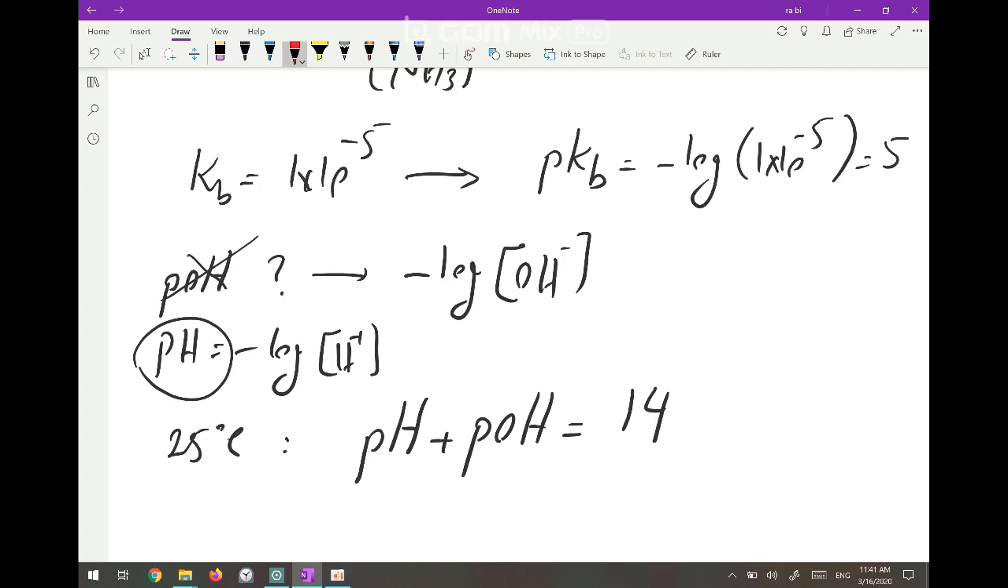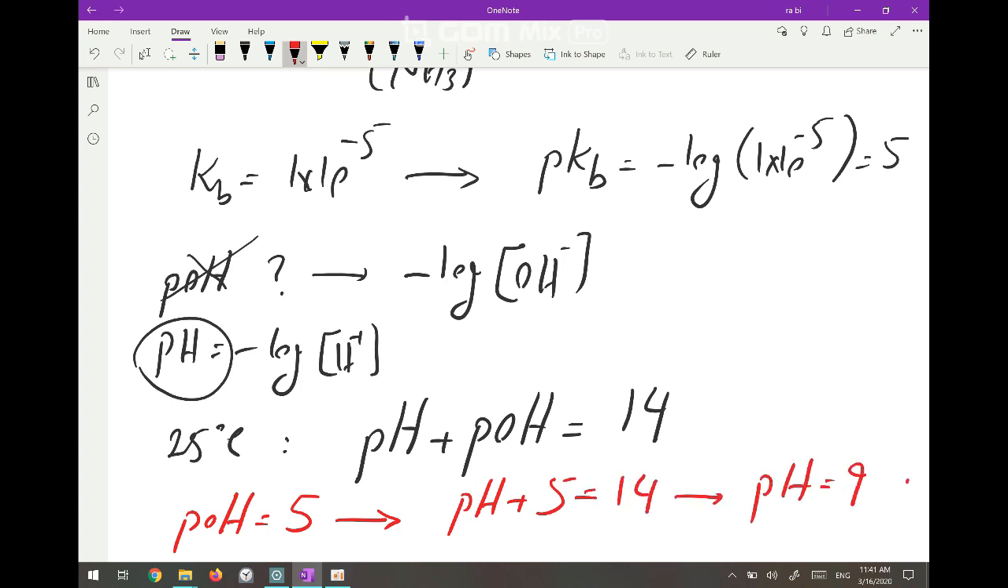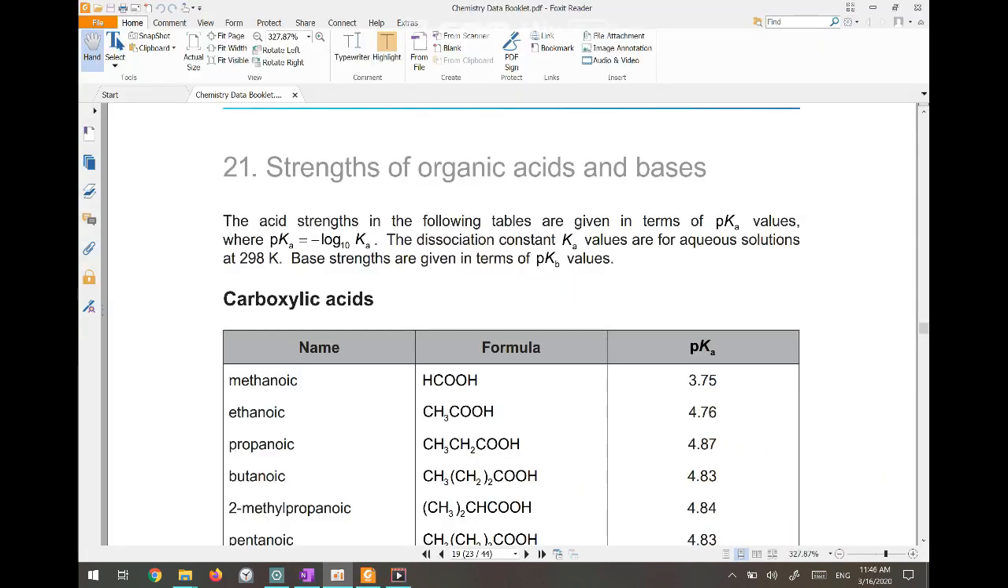So, for example, if you have a solution whose pOH is 5, then what would be the pH of that solution? You can easily use this one, the pH plus pOH, which is 5, equals 14. So from here, you know that the pH of the solution must be 9. In section 21 of the IB data booklet, the pKa and pKb for the acids and bases are given. So if the pKa and pKb in the question is not given, you can refer to the IB data booklet to find the pKa and pKb.